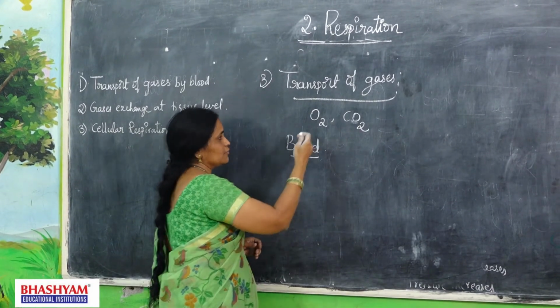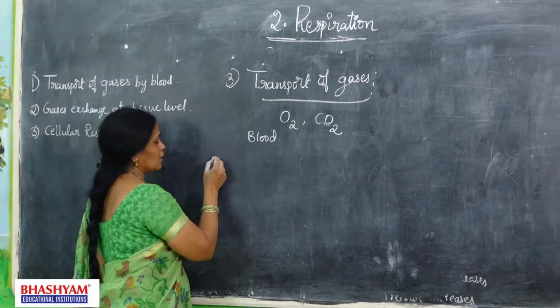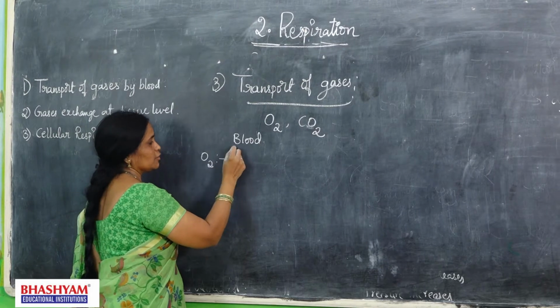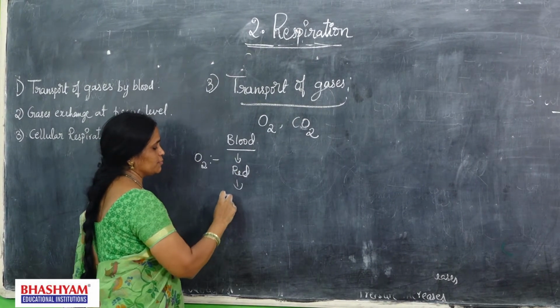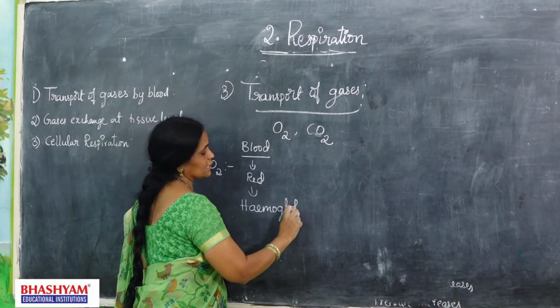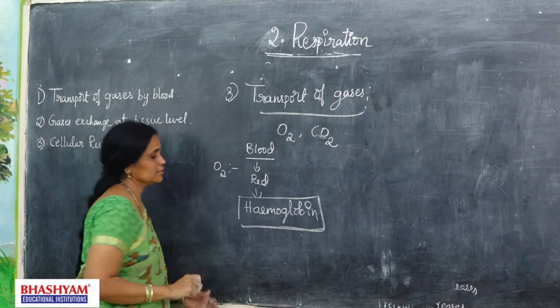How does transport of oxygen and carbon dioxide take place during respiration? How does transport of oxygen take place in our body? We know our blood is red in color. Why is blood red in color? Due to the presence of hemoglobin. In our blood, a red color pigment is present, and it is called hemoglobin.